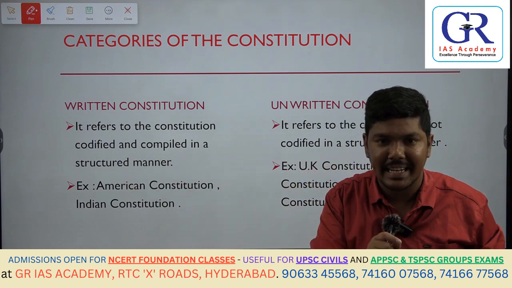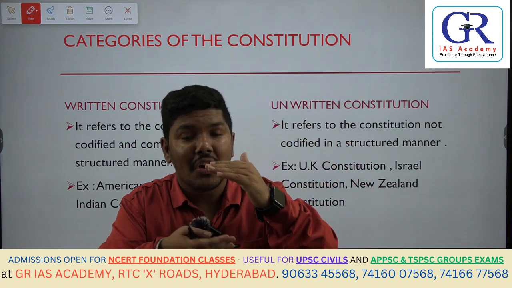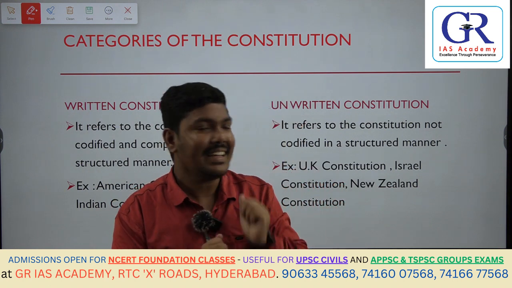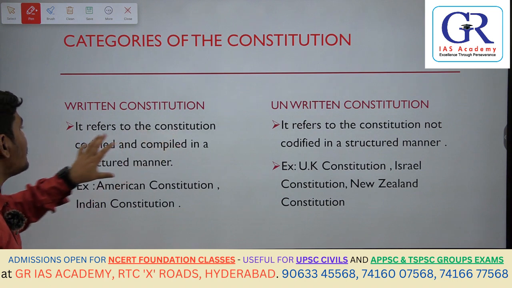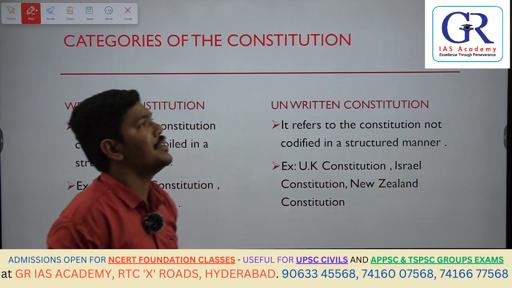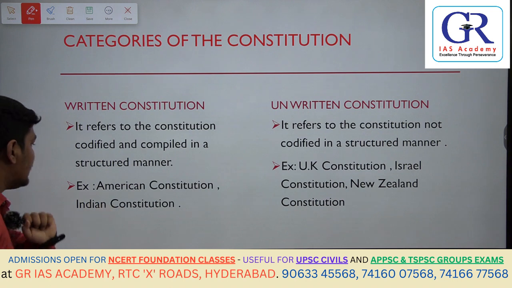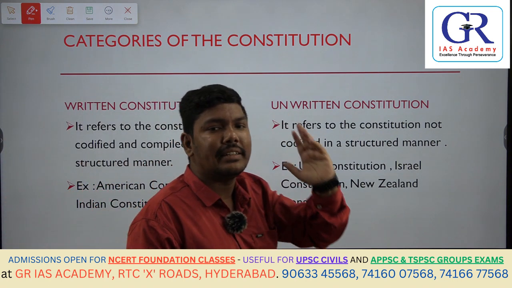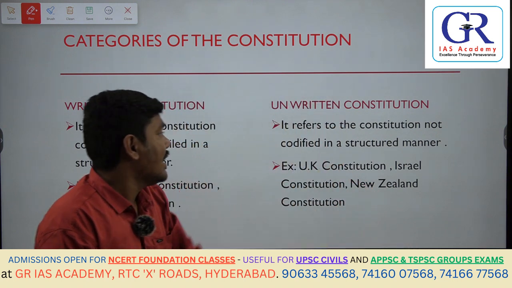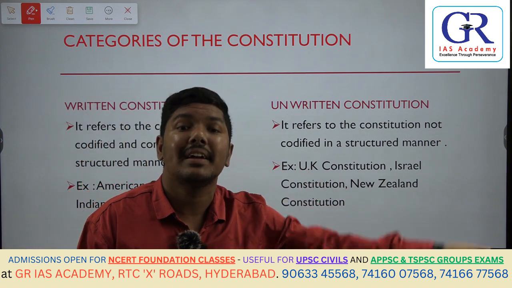Unwritten Constitution doesn't mean that it was not written anywhere. Unwritten Constitution means it was not codified into a single document, comprehensively. A written Constitution refers to a Constitution codified and compiled in a structured manner. An unwritten one refers to a Constitution which is not codified in a structured manner, meaning it is scattered over multiple things. The American Constitution is one such written example. The Indian Constitution, considered the world's lengthiest written constitution, is another. The examples for unwritten Constitution are the UK, Israel, and New Zealand.